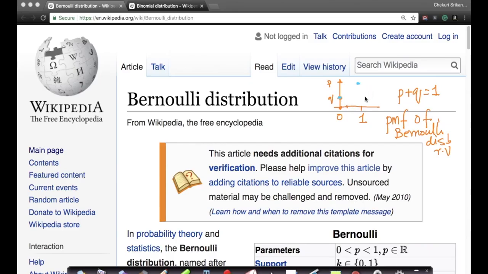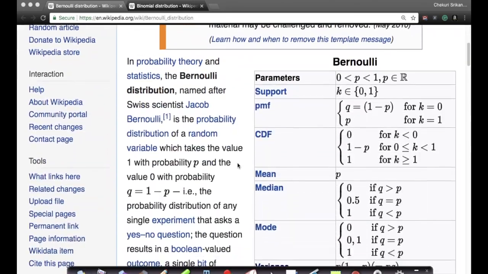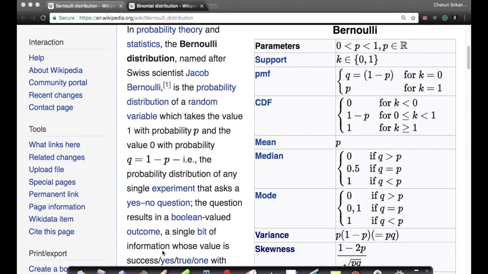There are only two outcomes here. If it was a coin toss, both P and Q would be equal to 0.5. The only thing is P and Q should sum to 1. So the plot could look like this, or like this. It could look like anything except that these two values should sum to 1. That's the only constraint. Having said that, let's move down. Of course, it's very easy. The mean of a Bernoulli distributed random variable is P itself.